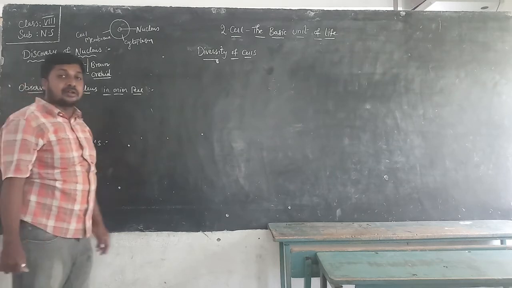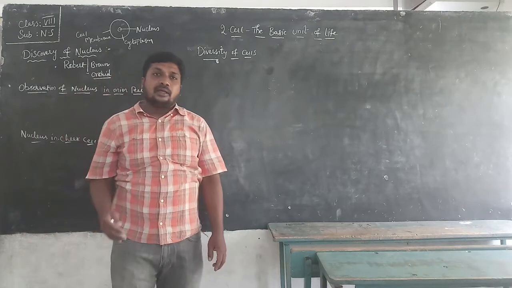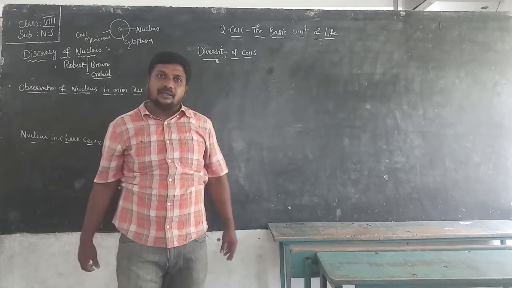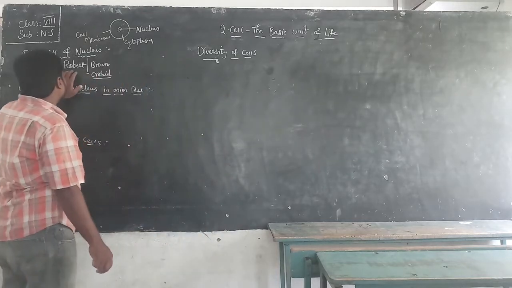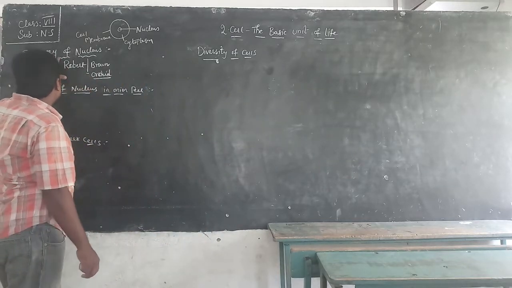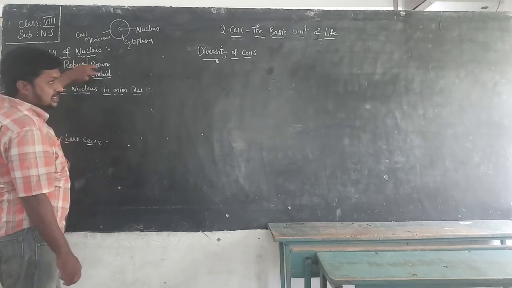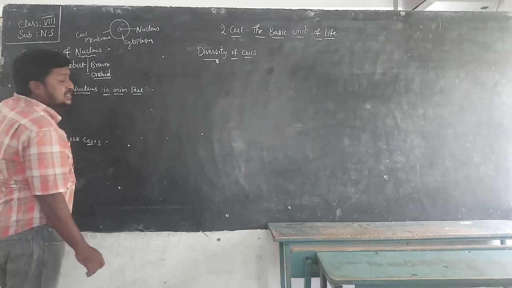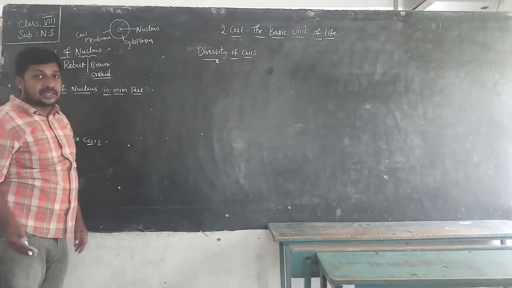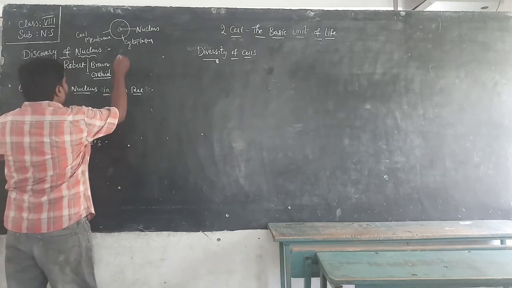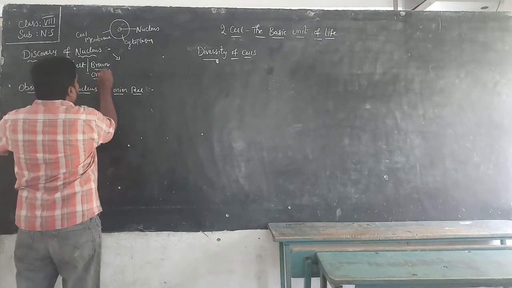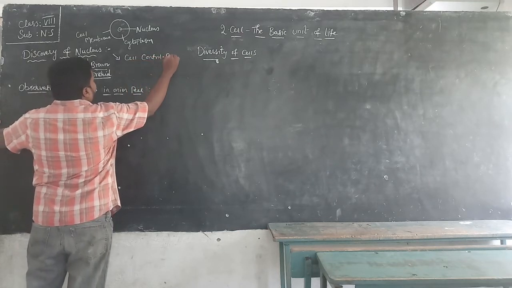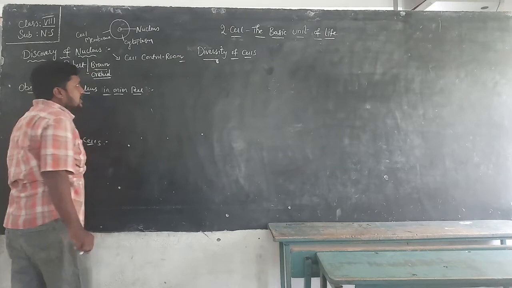In the previous class, I also explained how to observe cells in the school lab, how to prepare a slide. Okay, so the scientist Robert Brown observed the nucleus in orchid cells. Now, observation of the nucleus. After the discovery of the nucleus, Robert Brown concluded that the nucleus is the cell control room. The integral part of the cell is the nucleus.